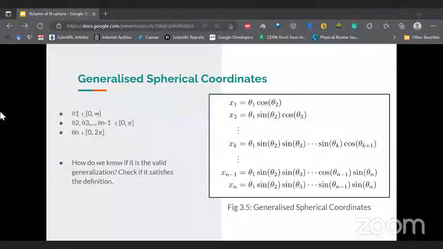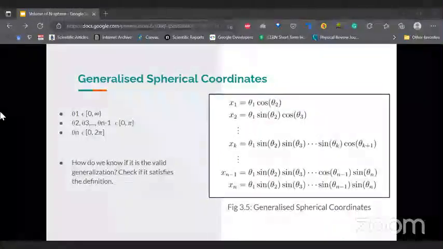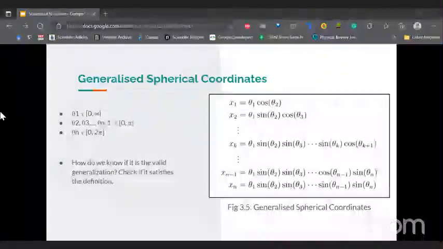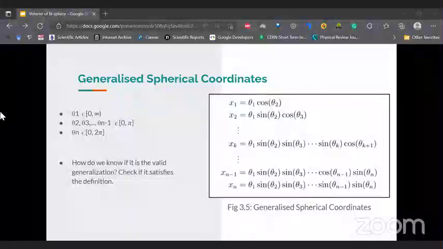So how do we know that this is a valid generalization? Well, to show that this is valid, we need to show that it satisfies the definition of n sphere that we came up with. And in fact, you can check it does indeed satisfy the definition. So we can proceed without any further complications.